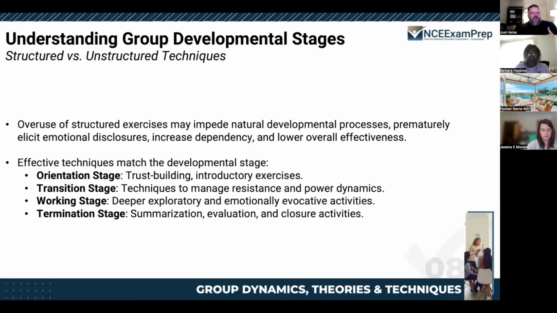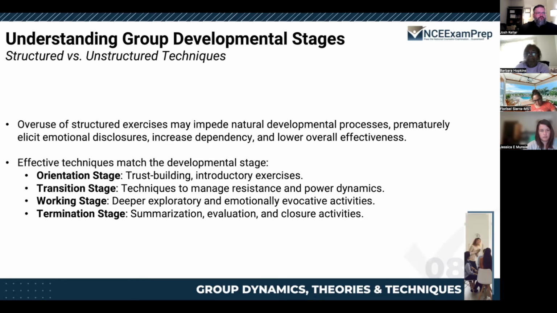Additionally, having effective techniques that match the developmental stage that the group is in is also important. So, for example, in the orientation stage, making sure that the exercises that are being used focus on trust building and they're introductory. In the transition stage, the techniques need to be managing resistance and power dynamics. The working stage, they need to be about deeper exploration and emotionally evoking things from the members. In the termination stage, they need to be summarizing evaluation closure activities. That may go without saying, but using the wrong type of technique in the wrong stage can actually hinder effectiveness as well.